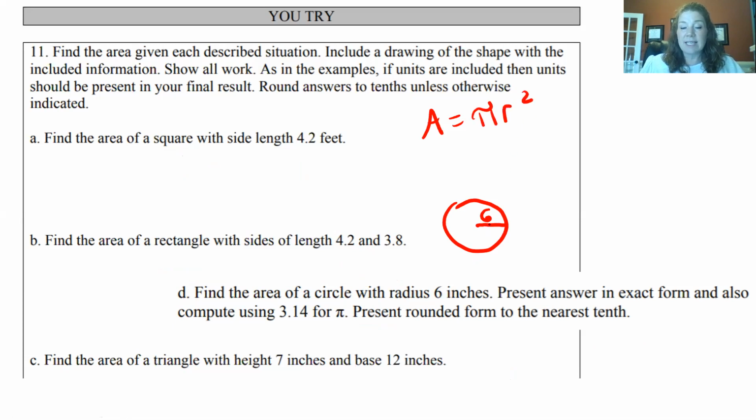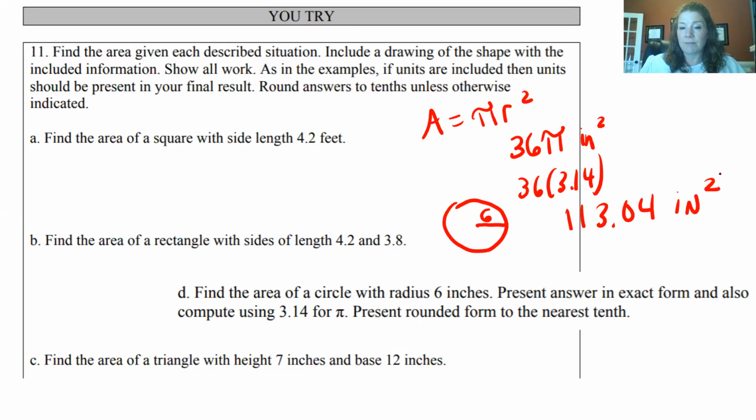So my radius is 6, so I'm going to square 6, and I get 36. So 6 squared, that means 6 times 6 is 36. So my exact answer would be 36 pi inches squared. But then for my rounded answer, I'm going to multiply 36 times 3.14. 36 times 3.14 is 113.04 inches squared. So that is my exact answer, and this is my rounded answer.